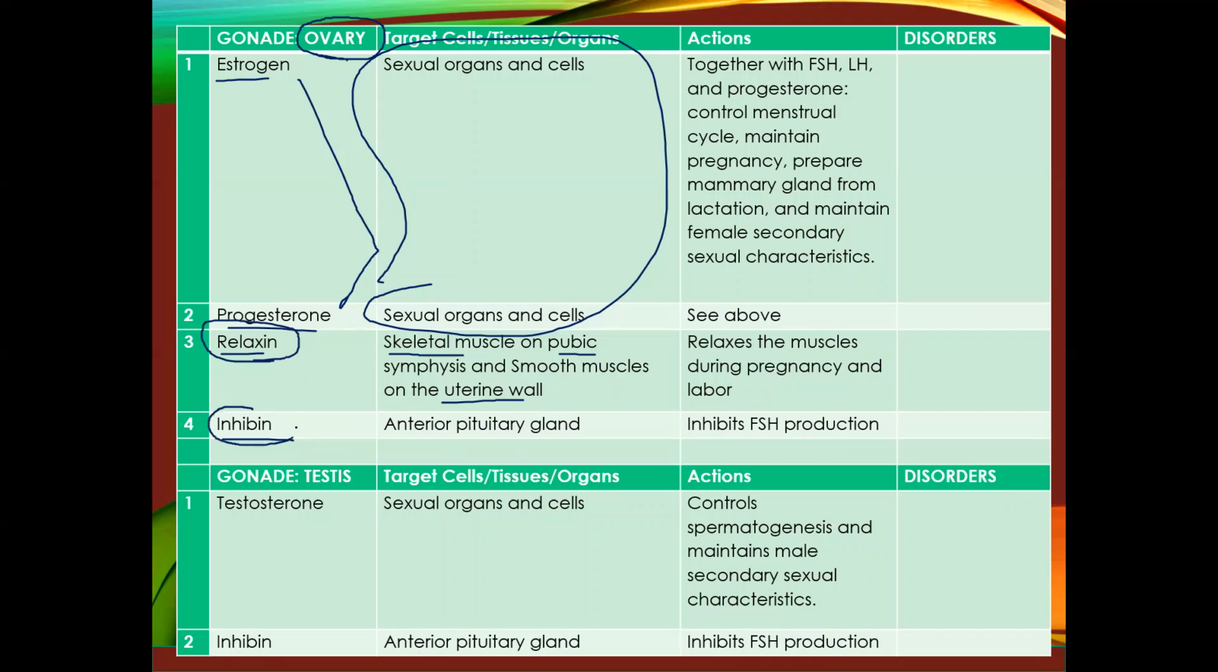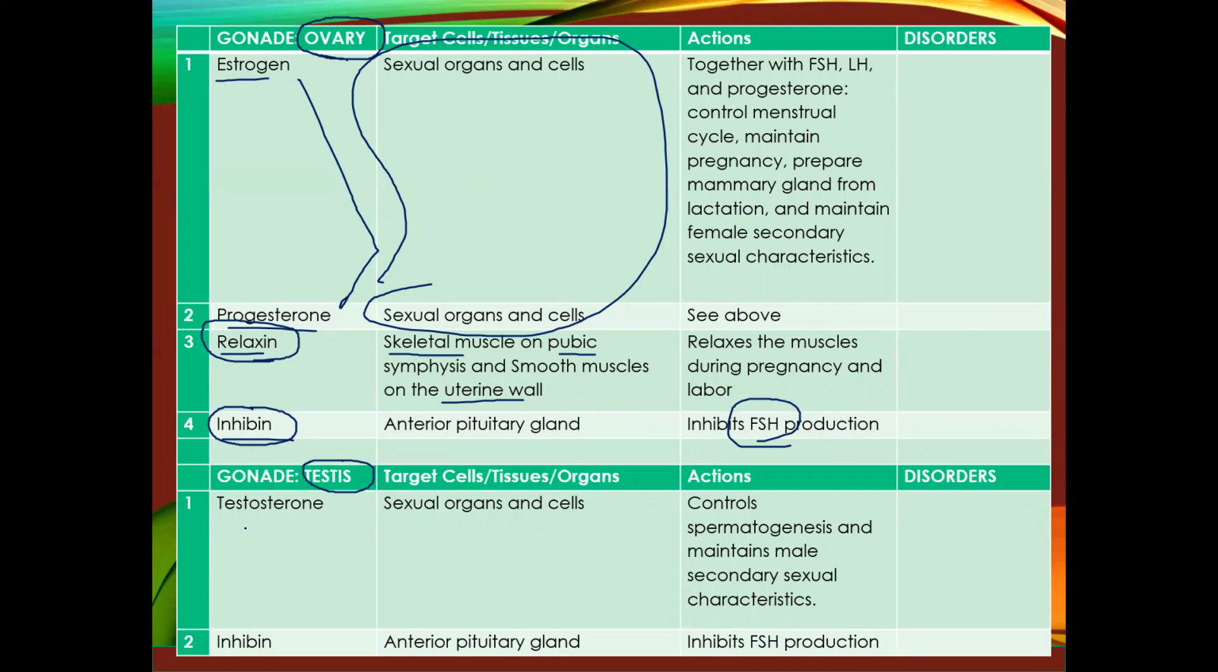Inhibin, as the name is telling you, is actually the one that will inhibit the hypothalamus and also the anterior pituitary gland. So it inhibits production of FSH, and at the end it will inhibit production of estrogen and also eggs from the female.